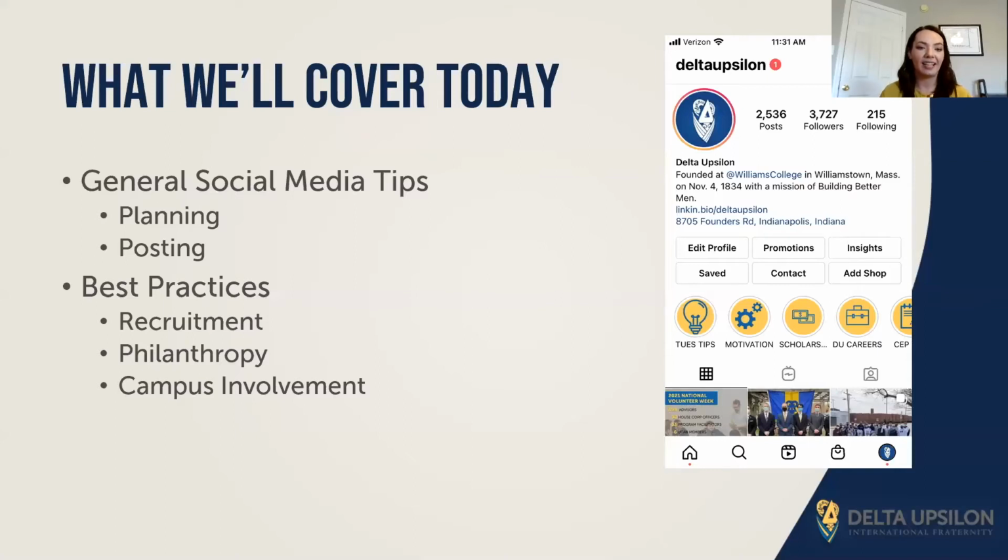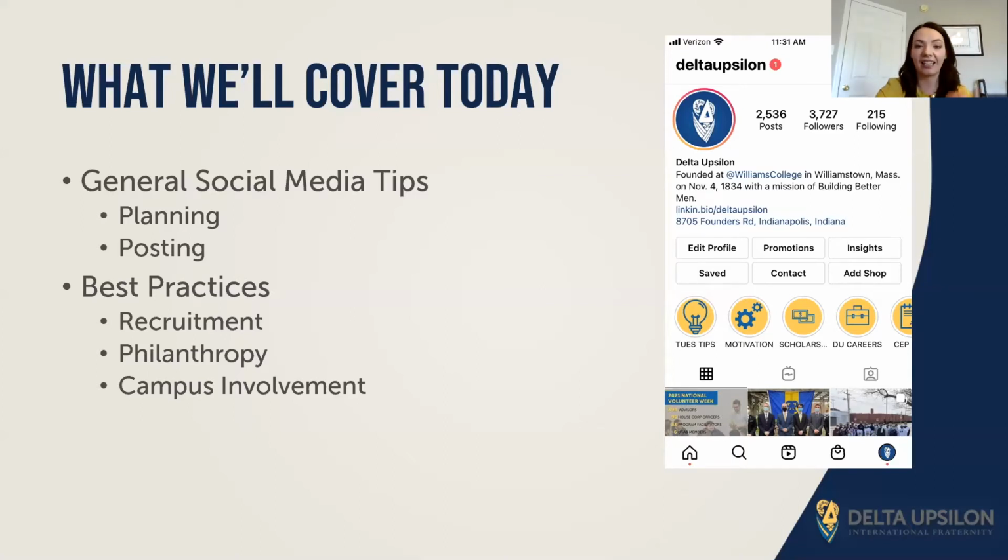And so what we'll cover today, I'll go over some general social media tips, and that includes tips for planning and for posting itself, and then some best practices that we've seen from the last year, particularly in the areas of recruitment, philanthropy, and campus involvement. And so some of the things chapters have been doing over the past year that will be good for us to continue to do moving forward. They'll just enhance the in-person events that we're going to have, hopefully, moving forward.